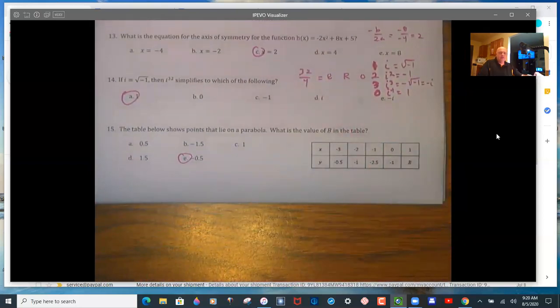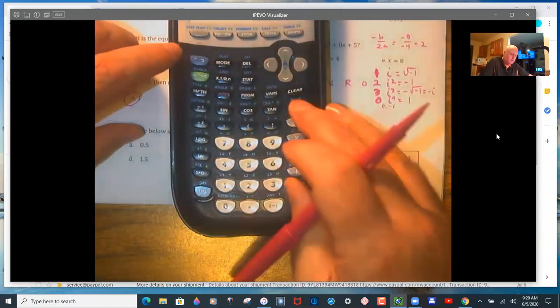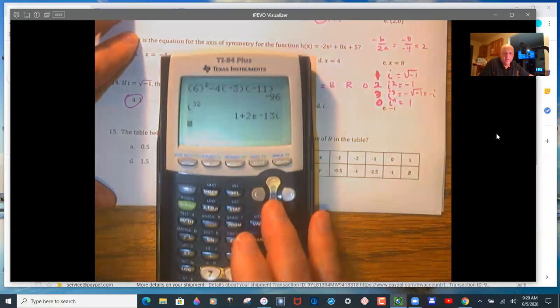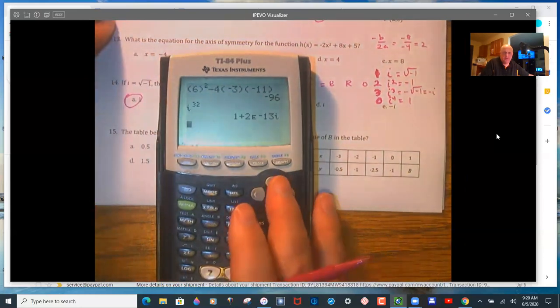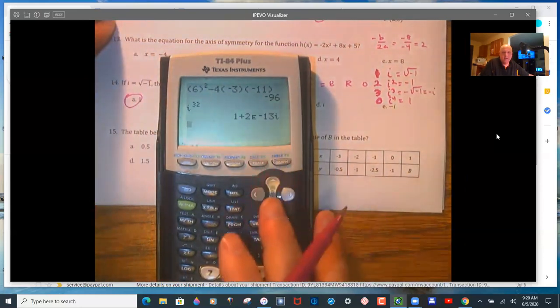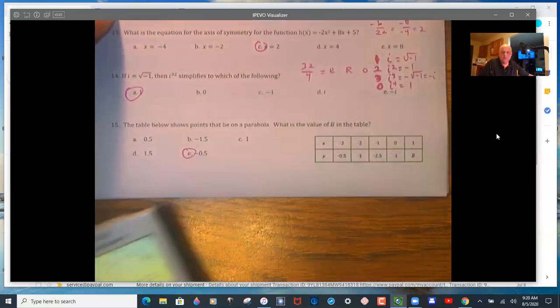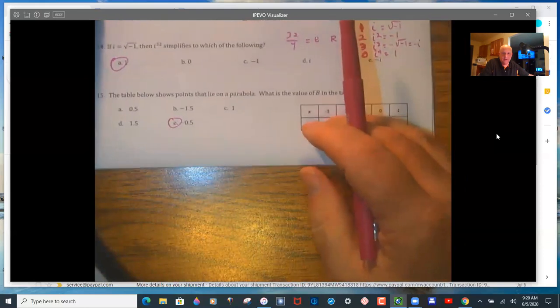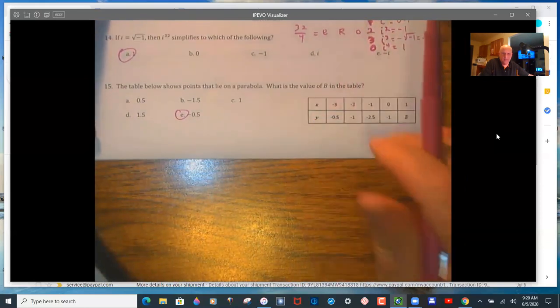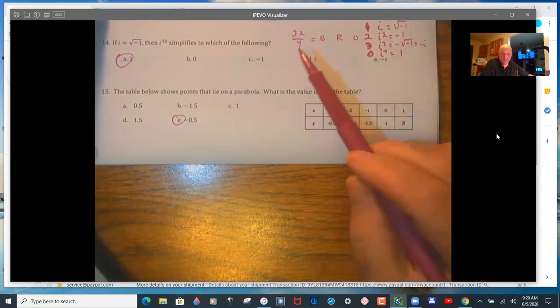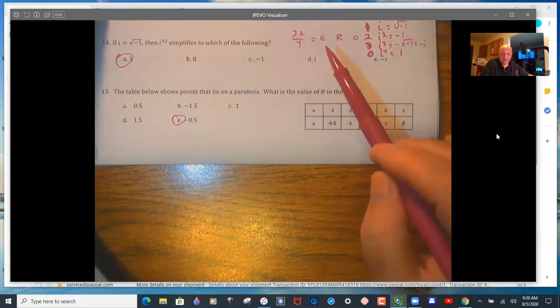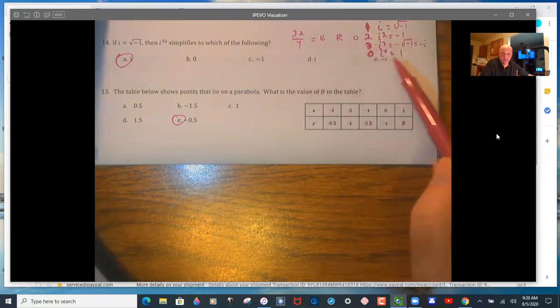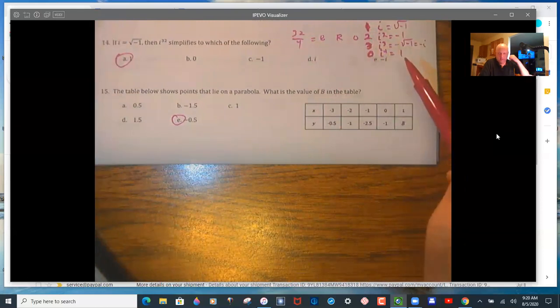14, i to the 32nd power. You can do this on your calculator. So it's 1 plus 0i, which is 1. Or you can use your notes where you do this division. So you take the power and you divide by 4. So that's 8 with a remainder of 0. That means you're doing 8 repetitions of these 4 steps. So it's 1.